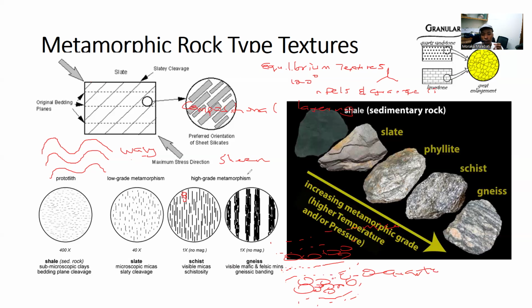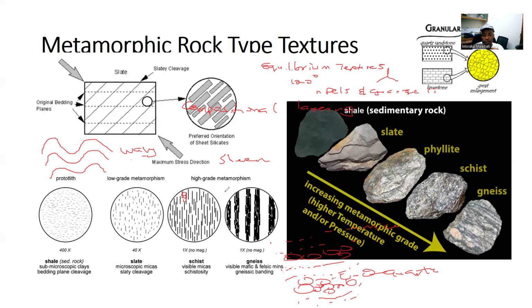Now the compositional layering starts to be more and more pronounced, wherein you have the segregation of visible mafic or dark minerals from the felsic materials. Felsic will be the light ones here, and the dark ones here will be amphiboles and biotites, while the light ones have muscovite, feldspars, and quartz. This is exactly a characteristic of what we call the gneiss. That's why gneiss has what you call gneissic banding.